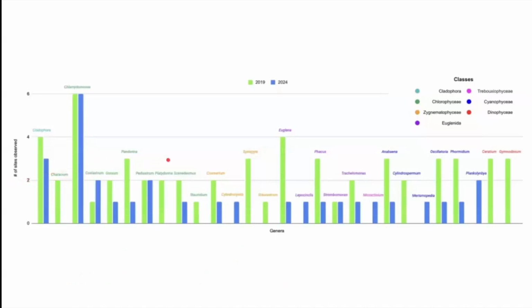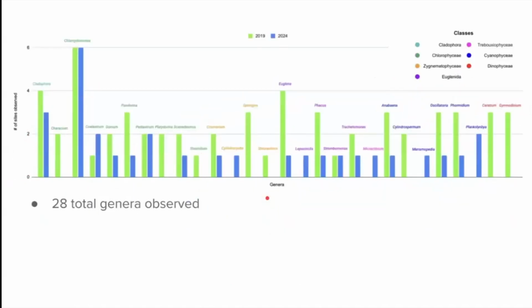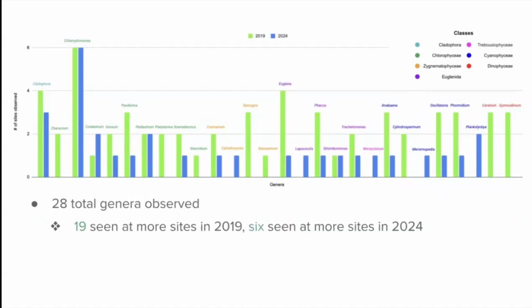In addition, here's the genera graph. You can see each one. I have them color coded. I don't expect you to actually be able to look at this. It's fairly low quality and far away, but it's color coded based on the different classes, 2019 versus 2024. So again, there were a total of 28 genera observed across both years. Of those 28 genera, 19 of them were seen at more sites in 2019, and 6 of them were seen at more sites in 2024.